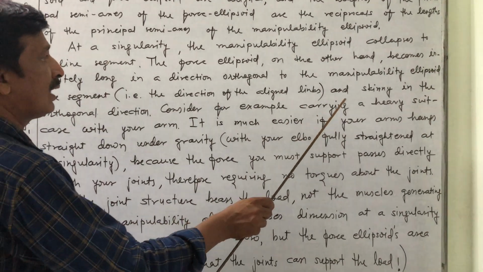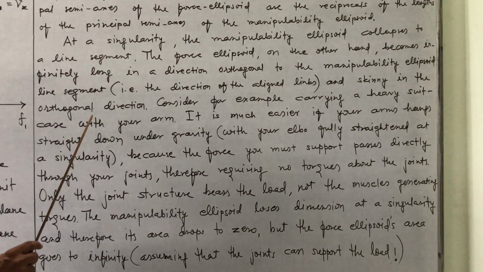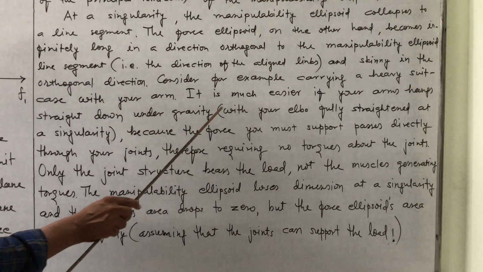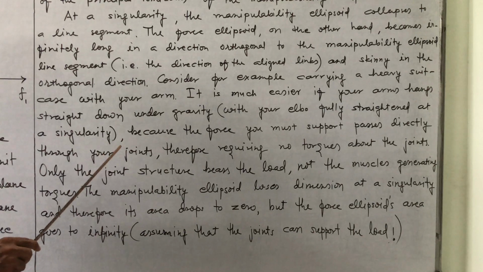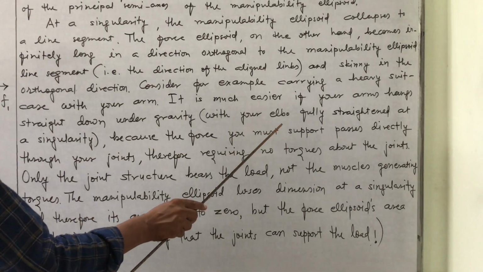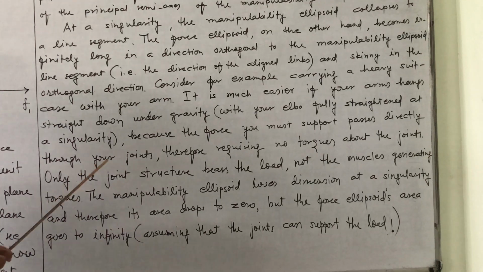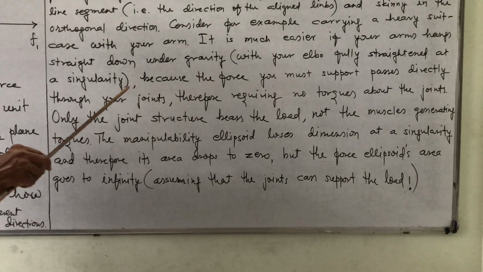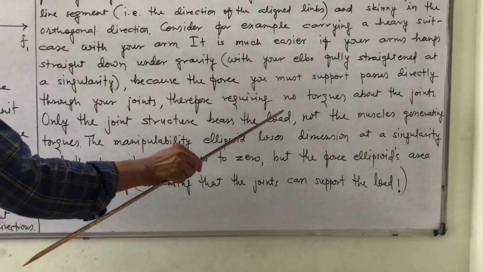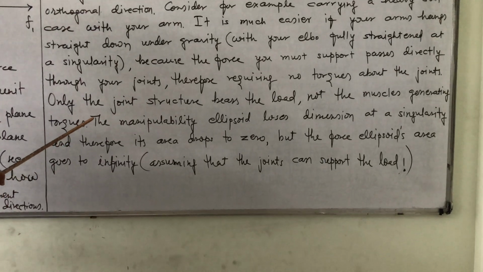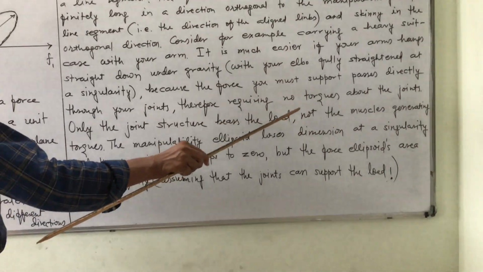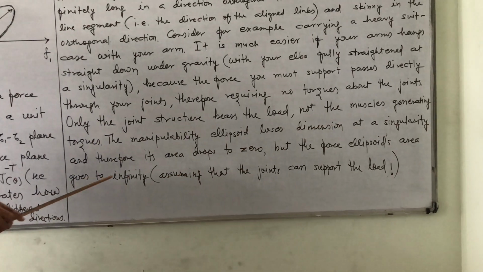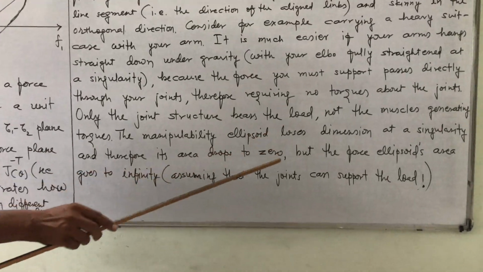Consider, for example, carrying a heavy suitcase with your arm. It is much easier if your arm hangs straight down under gravity with your elbow fully straightened at a singularity, because the force you must support passes directly through your joints, therefore requiring almost no torque about the joints, and only the body structure bears the load, not the muscles generating torques. The manipulability ellipsoid loses dimension at a singularity and therefore its area drops to zero, but the force ellipsoid's area goes to infinity, assuming that the joints can support the load.